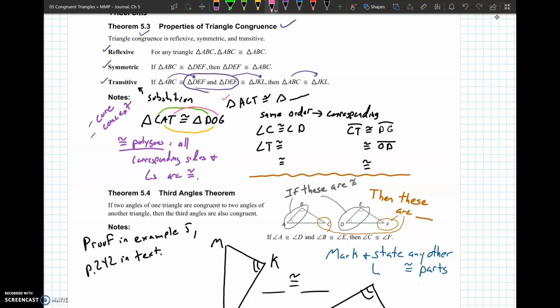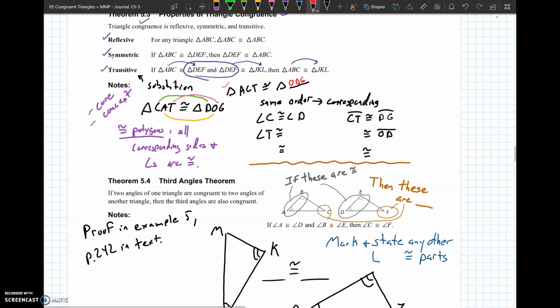Okay, so somebody else might write it in a different order. They might write it ACT over here. So you still have to match to the same thing. In this one, A goes to O, so that's going to go to O. C goes to D, so that goes to D. T goes to G, so that would be G. So we don't have our cat and dog, we've got our ACT and ODG. But it's still the same triangles.